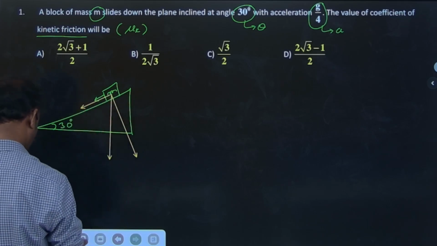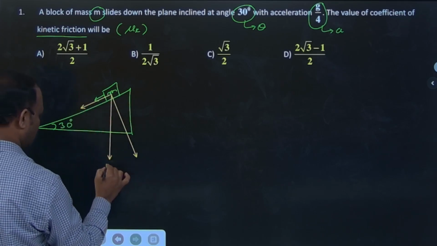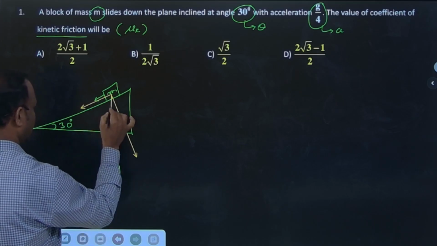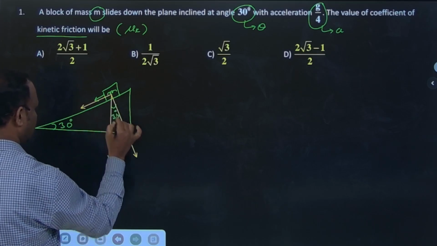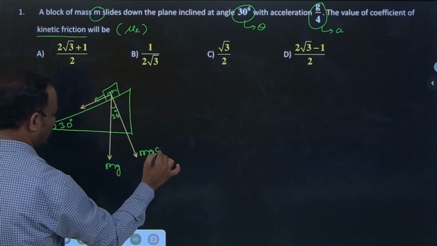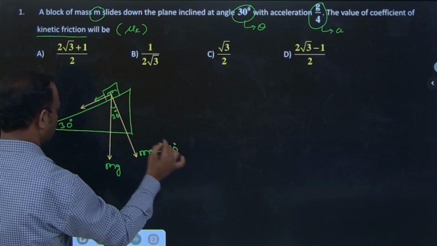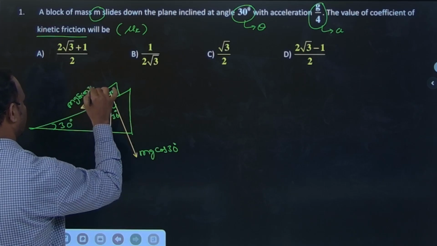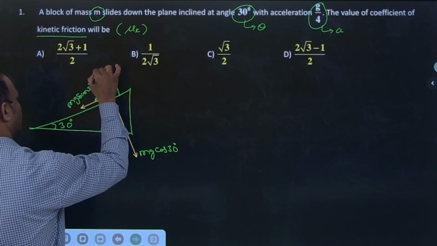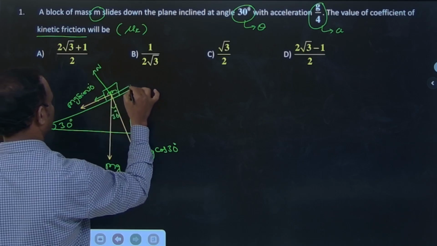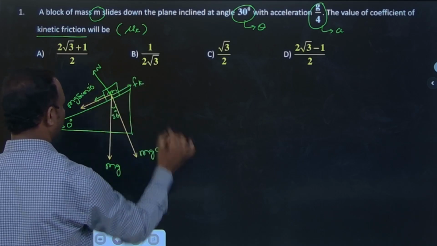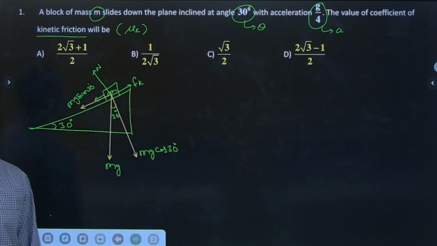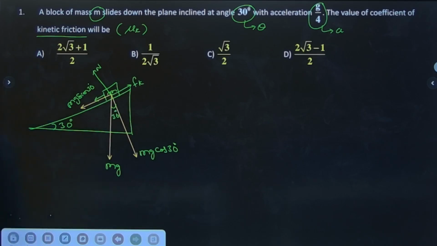For the first one, mg makes an angle of 30 degrees and is resolved into mg cos 30 degrees, and the other component is mg sin 30 degrees. The normal reaction is N, and the frictional force acts in the backward direction. With mu k the coefficient of kinetic friction, Fk is equal to mu k into N.